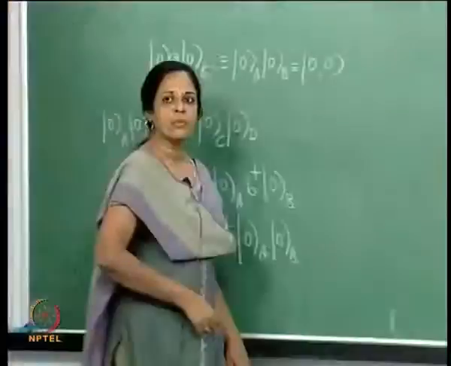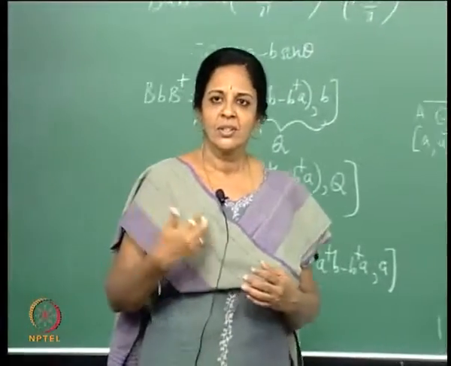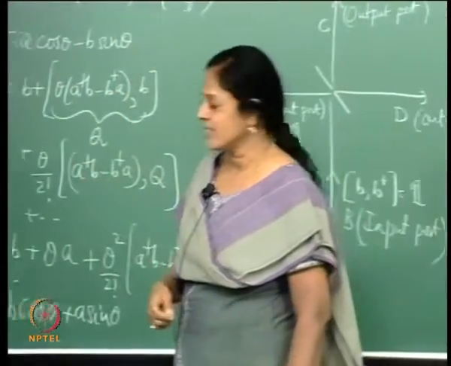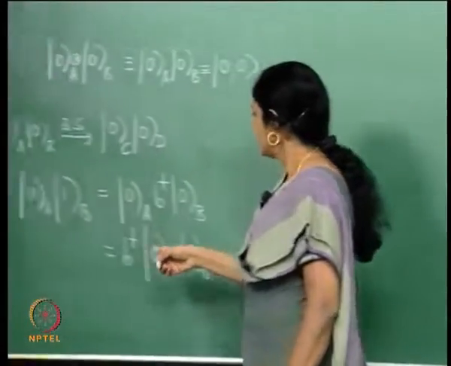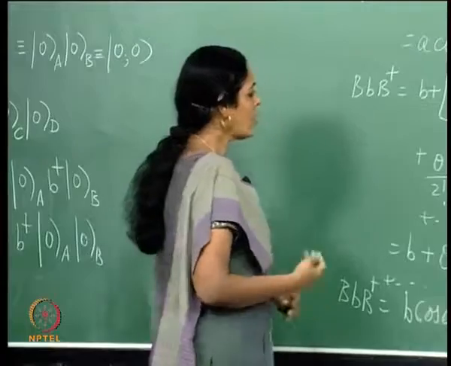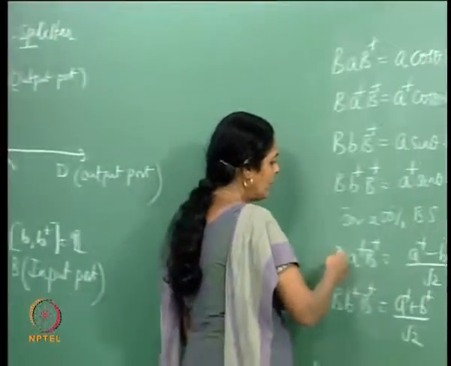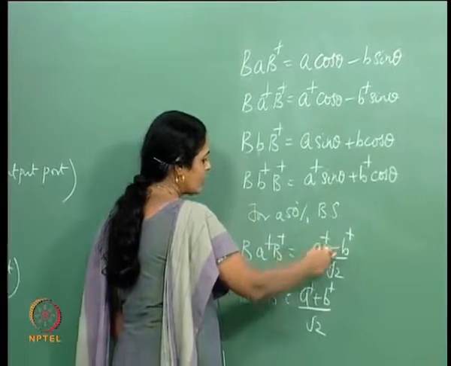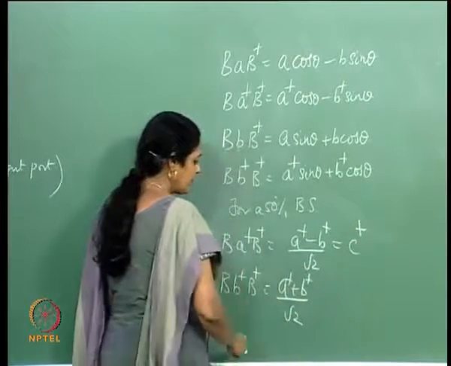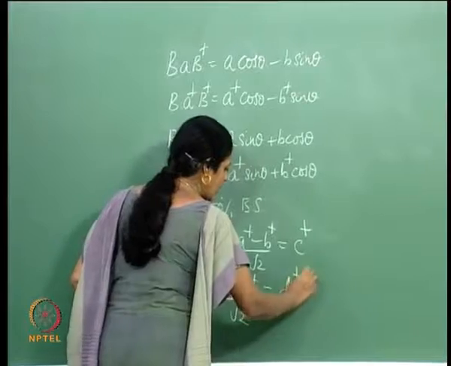This is passed through the beam splitter. Now, I can look at this situation from the framework of the output ports C and D, in which case I need to write B dagger in terms of C dagger and D dagger. And what are C dagger and D dagger? A dagger minus B dagger by root 2, I am going to call that C dagger, and A dagger plus B dagger by root 2, and I call that D dagger.